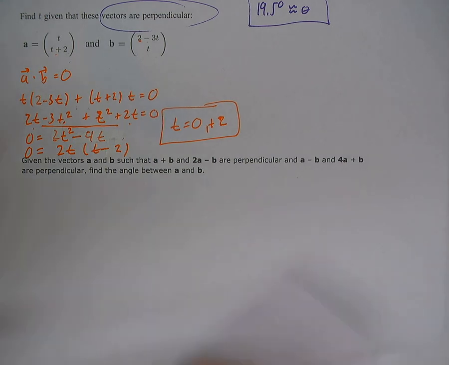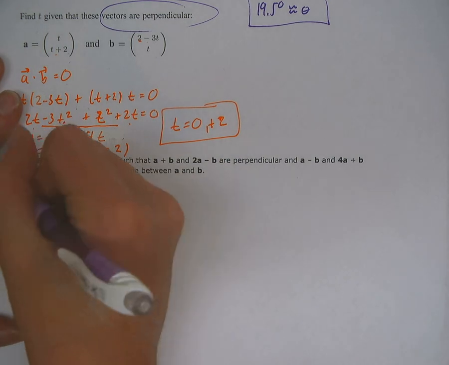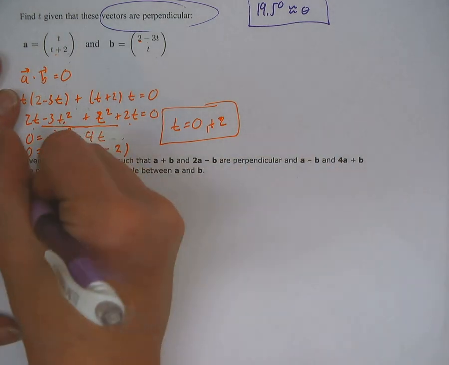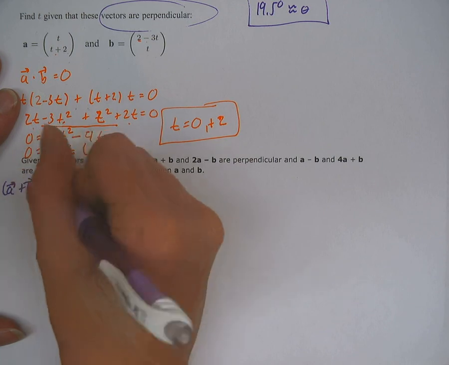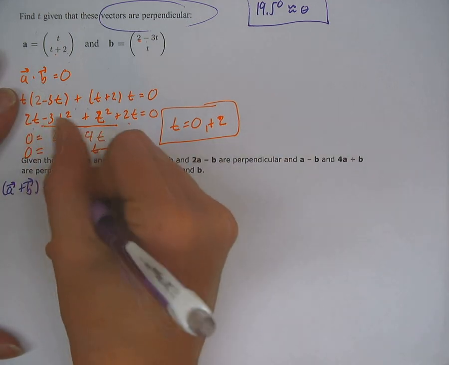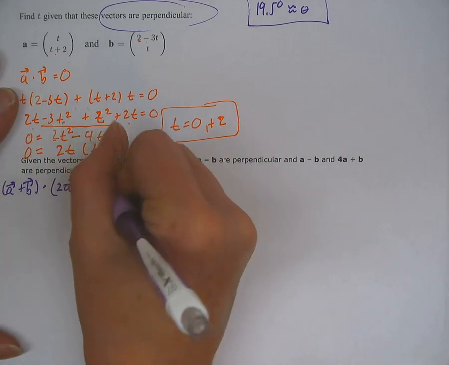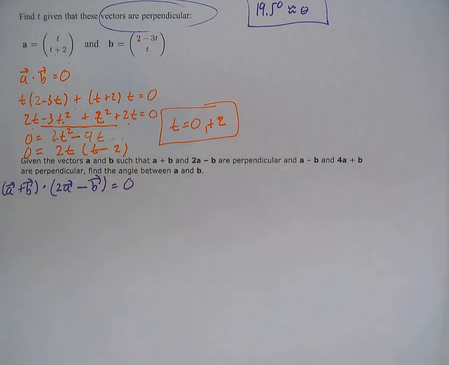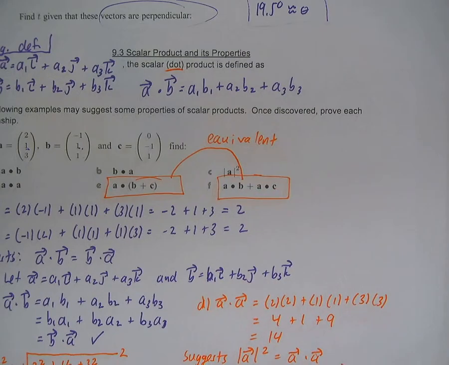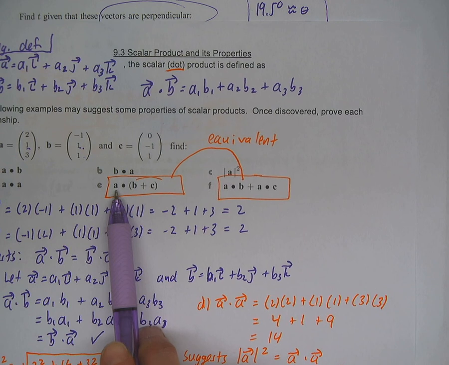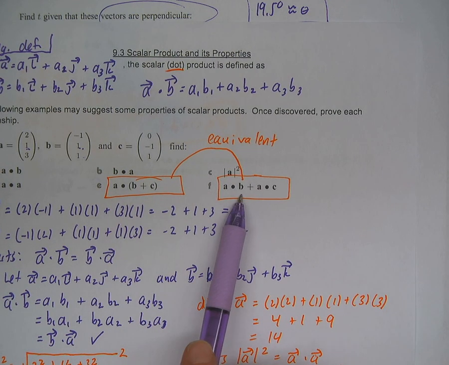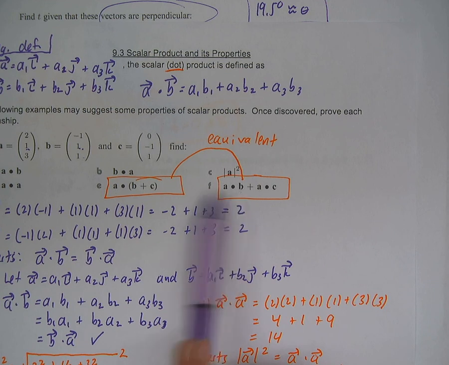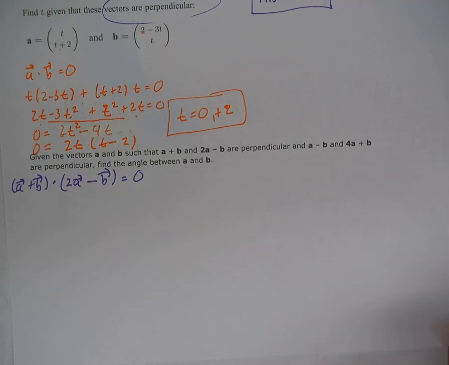So let's start off by saying vector A plus B dotted with 2A minus B. When I do the dot product of those, I get 0. This is an important thing to remember from before. If you can distribute and maintain equality, that means you can FOIL and maintain equality. So I can FOIL this out.